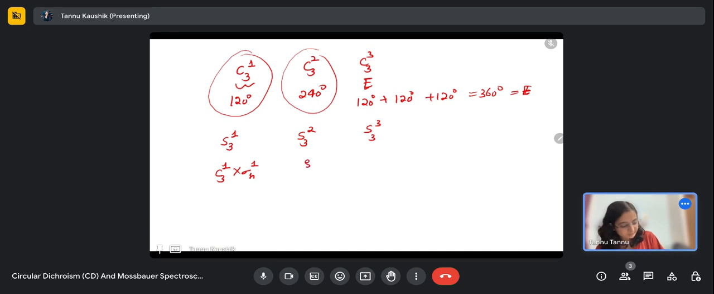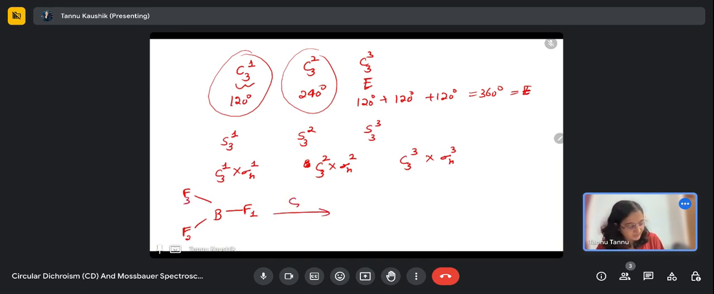This is C32 into sigma h square. This is C33 into sigma h cube. So here we have BF3, with F1, F2, F3. So you will apply the C31 operation. We are moving clockwise. So here we will get F3, then F1, and F2.